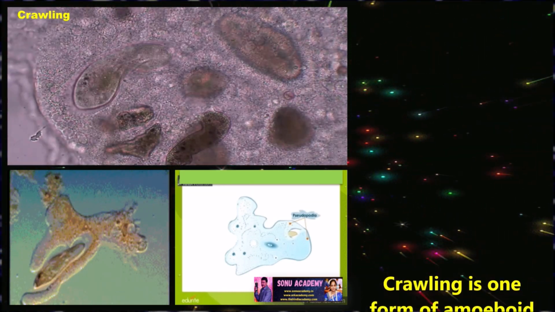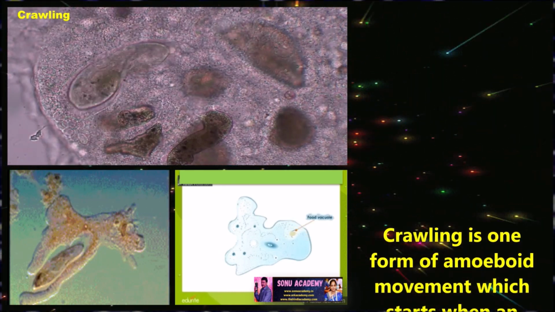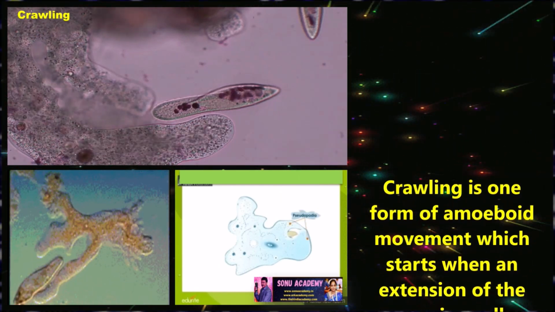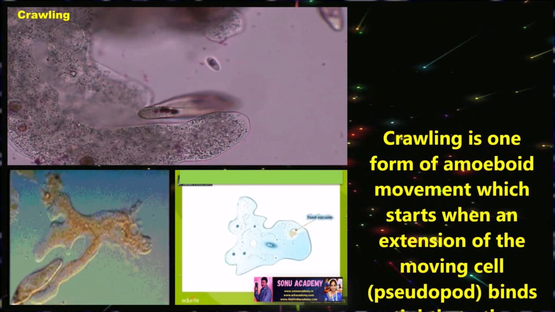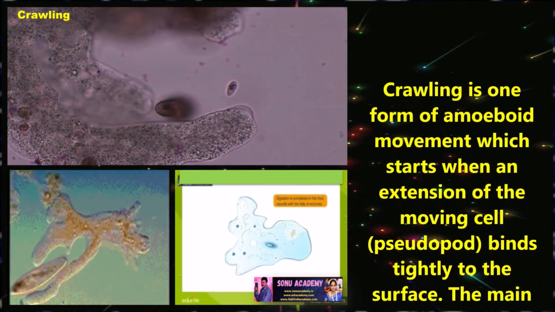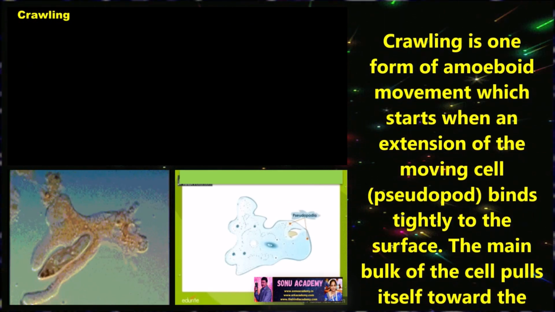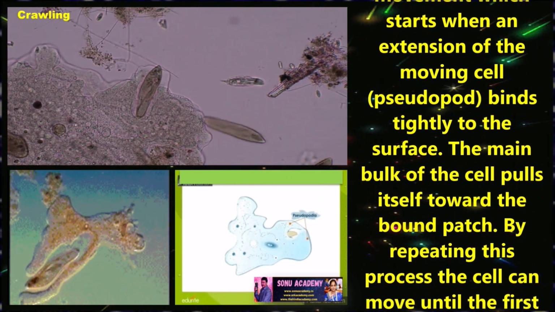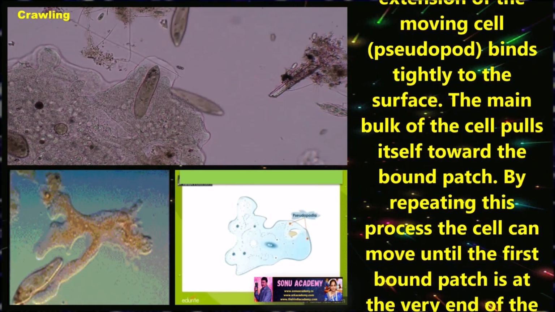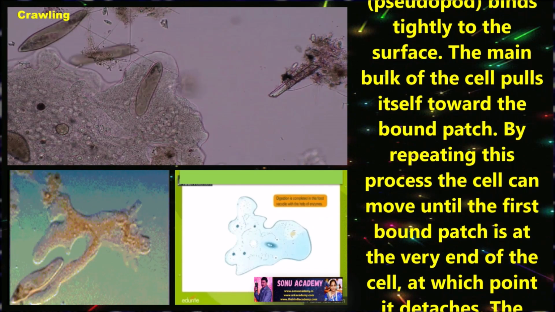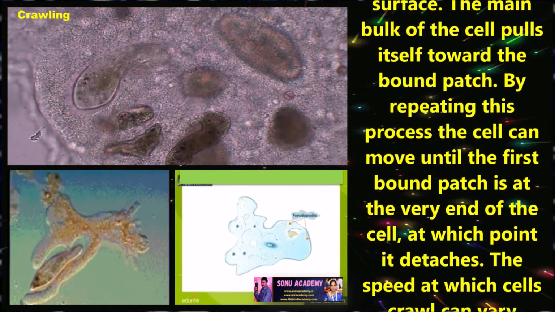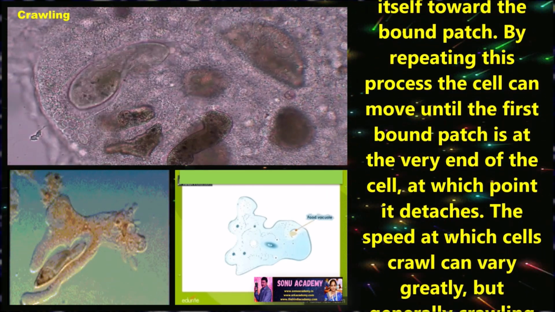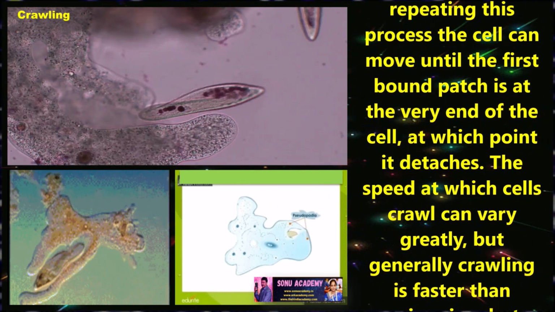Children, let us see amoeboid movement like crawling. Crawling is one form of amoeboid movement which starts when an extension of the moving cell, the pseudopodia, bends tightly to the surface. The main bulk of the cell pulls itself toward the bound patch. By repeating this process, the cell can move until the first bound patch is at the very end of the cell, at which point it detaches.